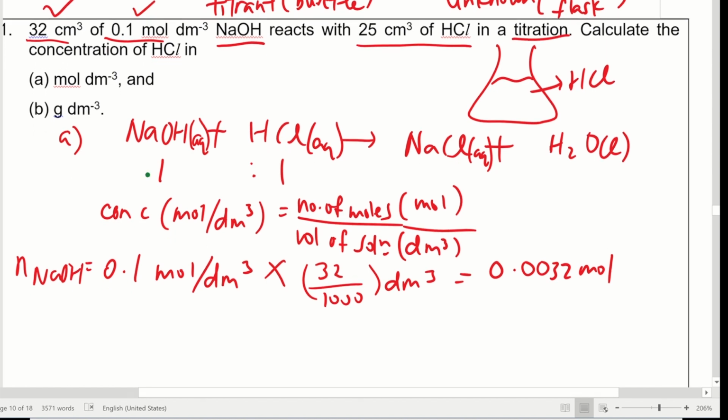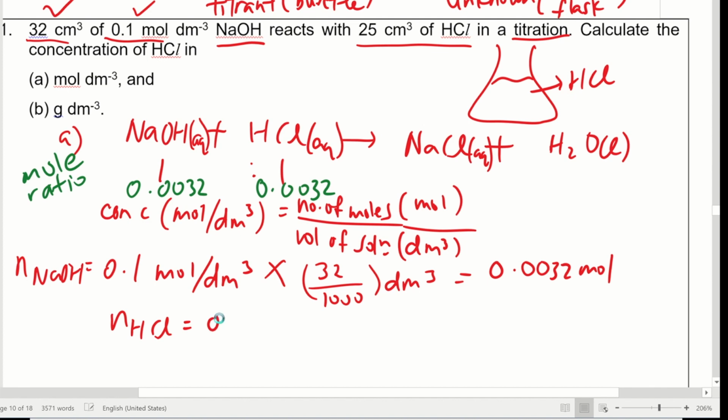Now I know that this is 1:1. So if this is 0.0032 moles, this will also be 0.0032 moles. This is what we call the mole ratio. So the number of moles of my HCl is 0.0032 moles. I have the moles, and I have the volume.